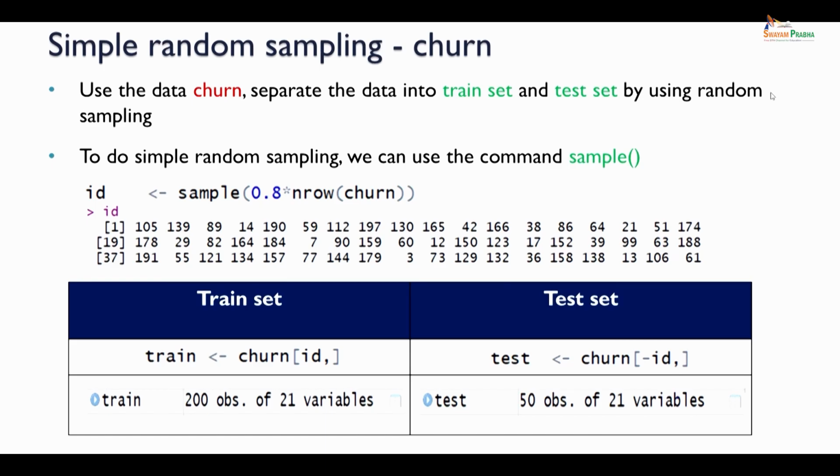So what we have done here is, we have used the data called churn and we are trying to separate it into train set and test set using simple random sampling. Here I have used the command called sample, and 80% of my churn data will be the train set and the rest 20% of the data, that is nothing but your 50 observations. So this is how we separate our data into train set and test set. Having done that, we can move ahead and look at understanding the characteristics of the sampled data.